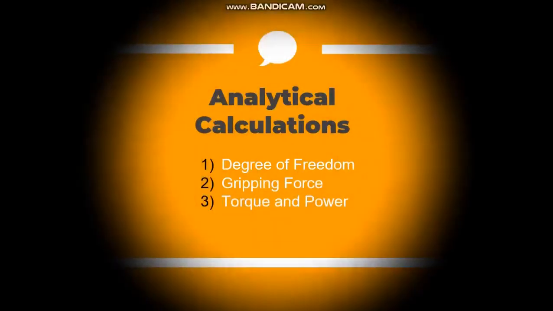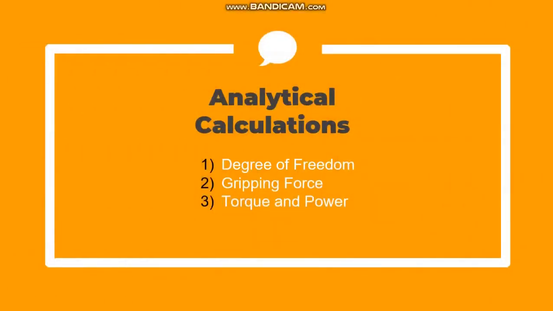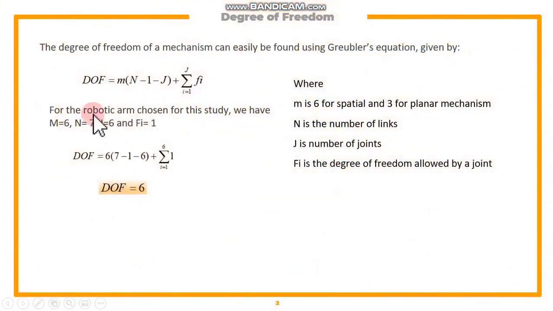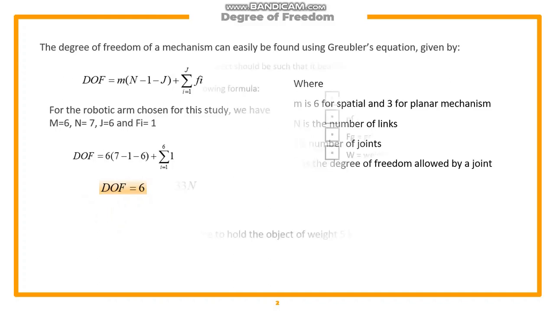Now we will do some necessary analytical calculation. In the analytical calculation, we will find the degree of freedom, gripping force, torque and power. We will use the Euler equation to find the degree of freedom, and we have found that the degree of freedom is equal to 6. The calculation of degree of freedom is necessary as it tells how many equations are needed for velocity and acceleration analysis.